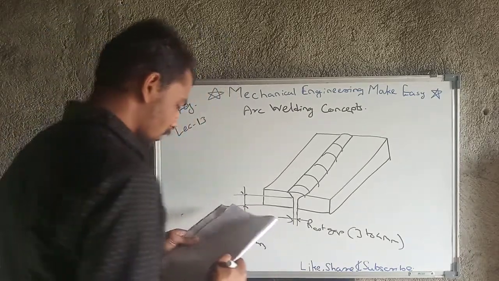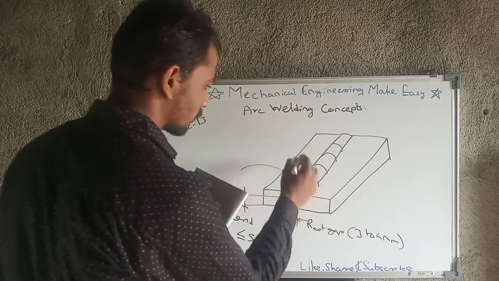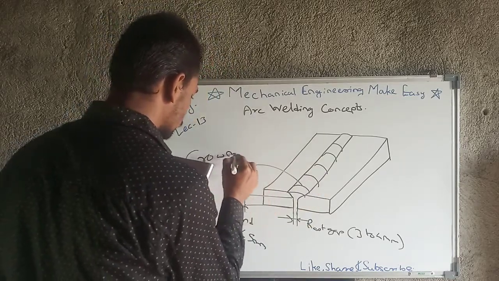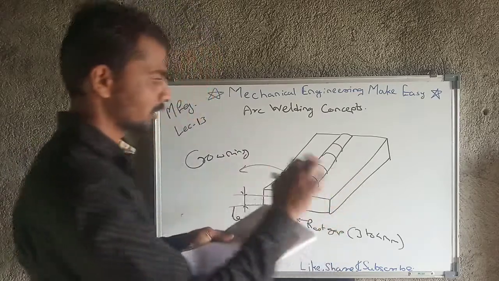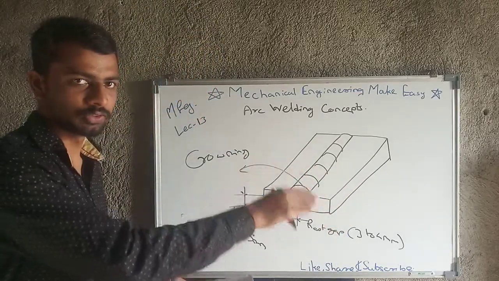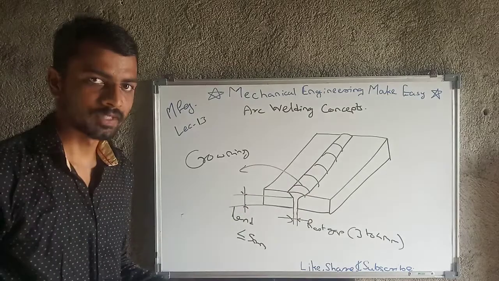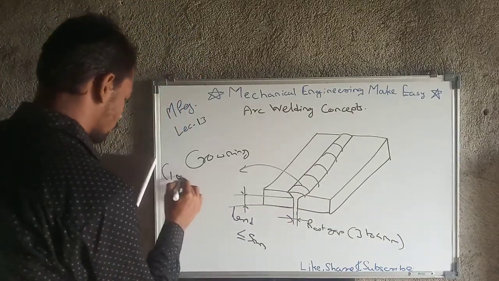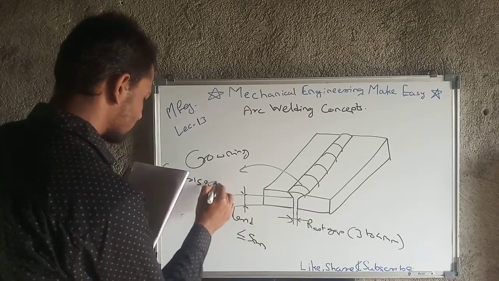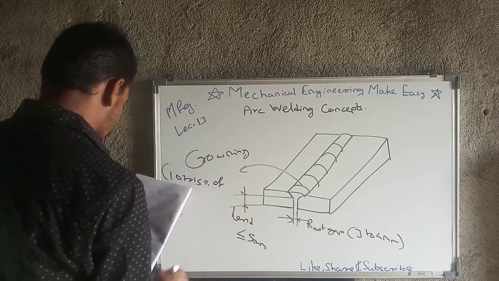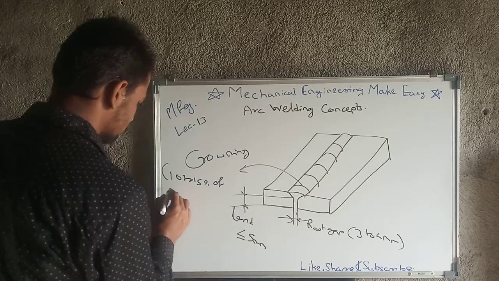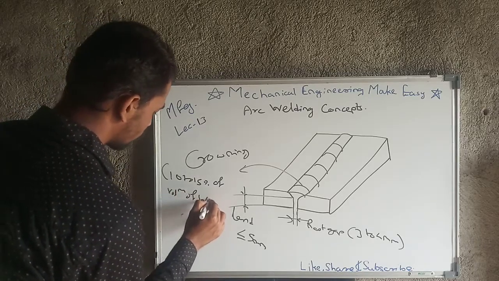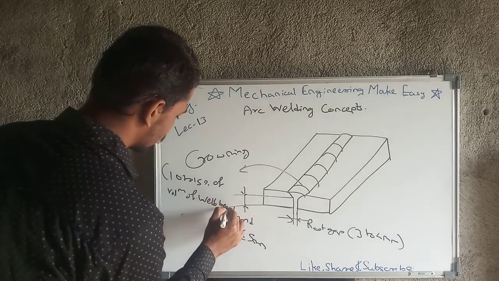Then this I have shown some curved line. This denotes the crowning. Crowning means some extra material will be there which will provide some round shape. Okay, that is nothing but the crowning, and crowning should be 10 to 15% of the volume of weld bead.